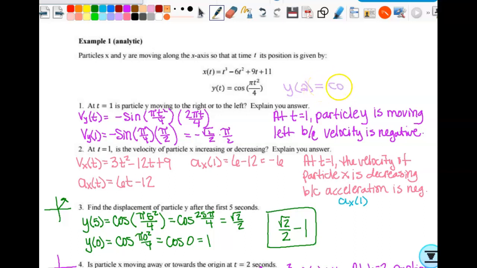So if I substitute 2 for t, we end up taking the cosine of pi. What's the cosine of pi? Negative 1. Y'all need to see that? Where's pi on your unit circle? Right there on the negative side of the x-axis. Coordinates negative 1, 0, cosine, sine.